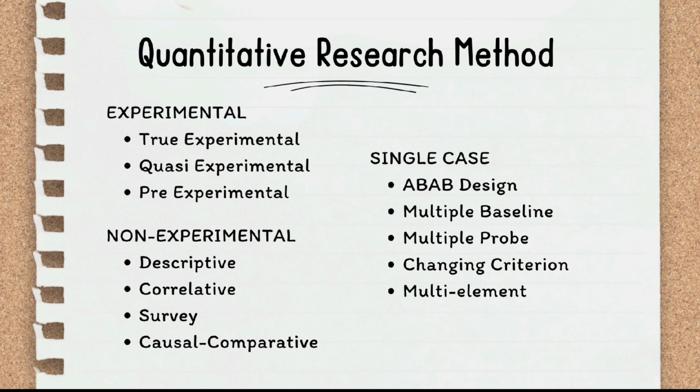Non-experimental research methods are an approach used to study phenomena without manipulating variables or imposing interventions on participants. Instead, researchers observe and analyze existing conditions or behavior to draw conclusions. And they are descriptive, correlational, survey, and causal comparative research. There are four.